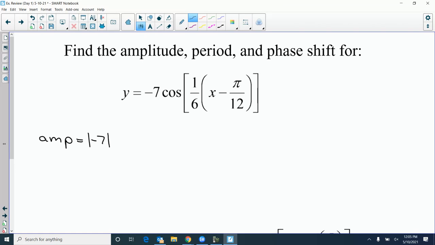Amplitude is the absolute value of the constant in front, so 7. That just tells you how high and how low it goes. Period. Avery, you remember how to do the period? No? All right, that's why we review. Connor knows. You don't know? Dominic. Well, let's hope you're fast then. Tomorrow night. Period. Lizzie. Sierra.